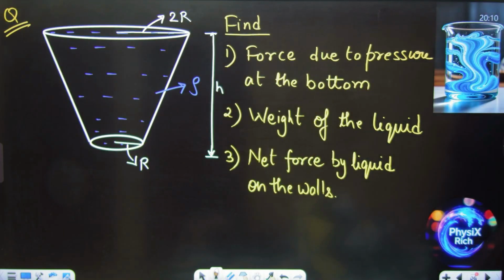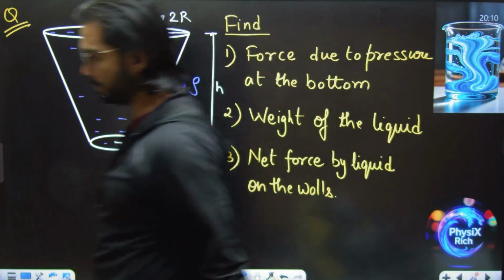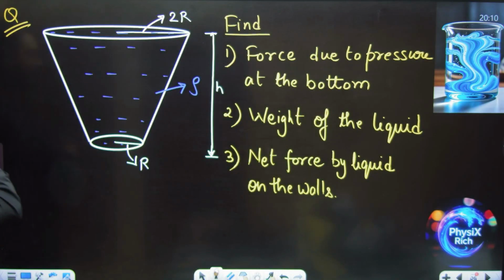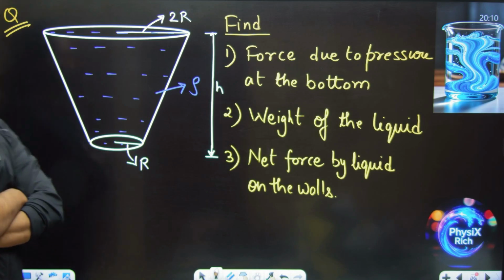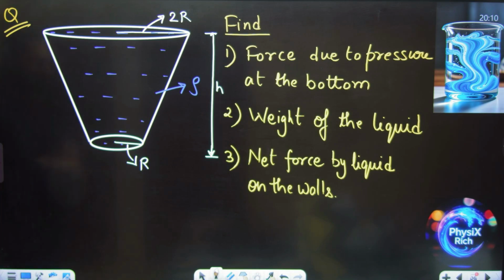This question, take a time, read this question. What does it say? He's asking you to find the force due to pressure at the bottom. He's also asking you to find the weight of the liquid, and he's also asking you to find the net force by the liquid on the walls.